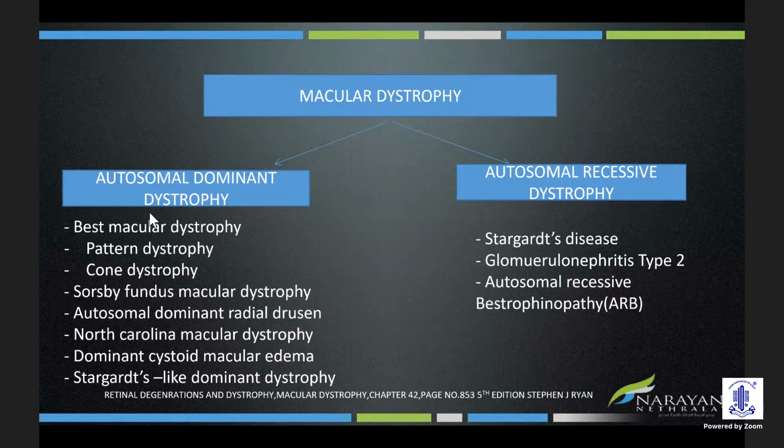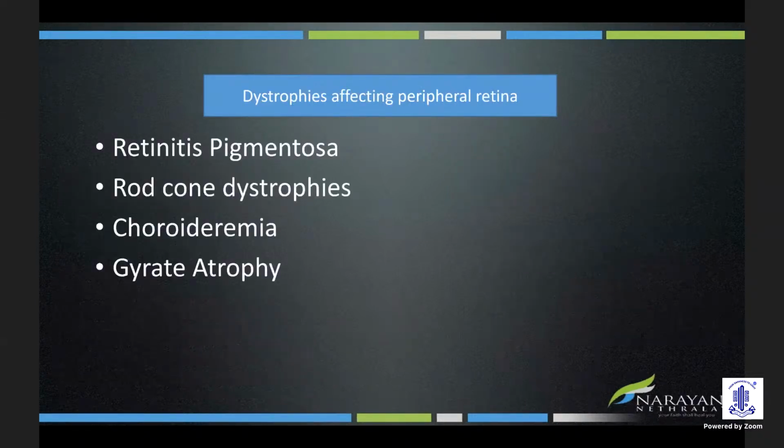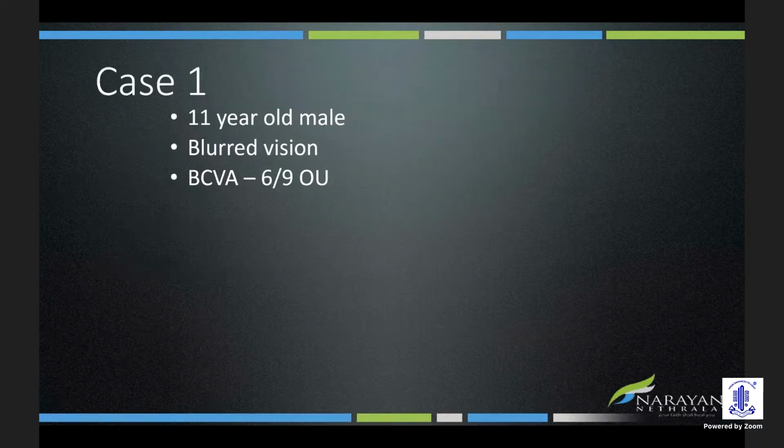The important ones to remember: Best macular dystrophy and cone dystrophy, autosomal dominant radial drusen, North Carolina, and things like that. Other common dystrophies like Stargardt's and autosomal recessive bestrophinopathy, as the name itself suggests, are all recessive disorders. And there are some dystrophies which affect the peripheral retina, like retinitis pigmentosa, rod cone dystrophy, choroideremia, and gyrate atrophy. Why am I giving examples of retinal dystrophies in genes and genetics? Because as I told you in the beginning of my talk, in ophthalmology, 90% of the time genetics revolves around the inherited retinal dystrophies. So let me explain the same with a case example.